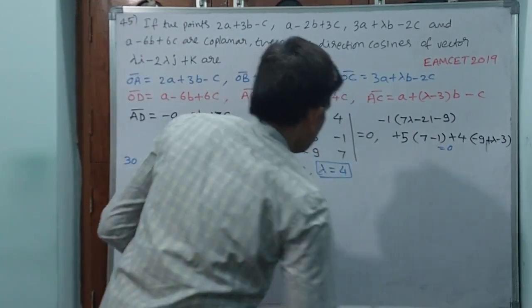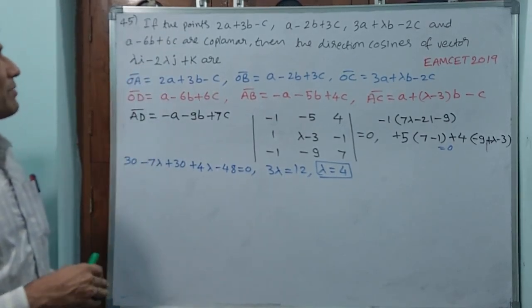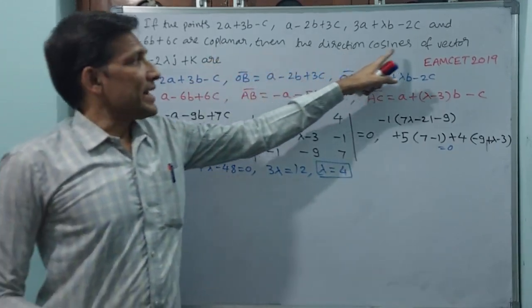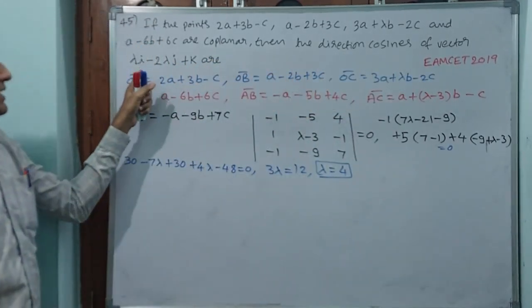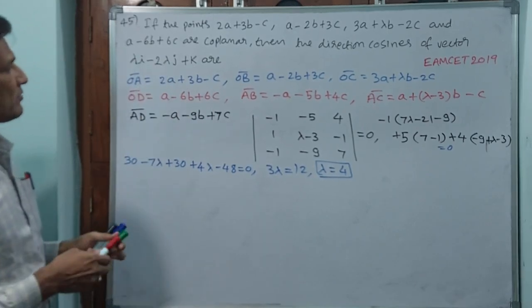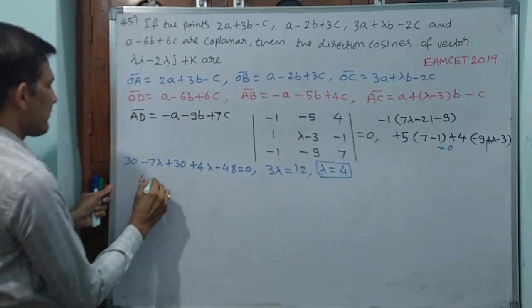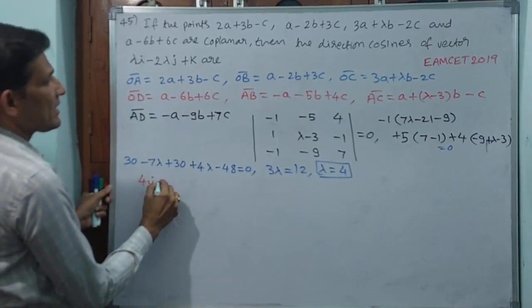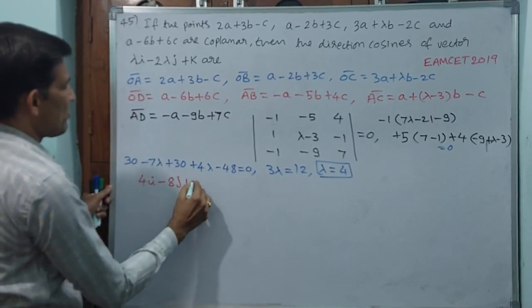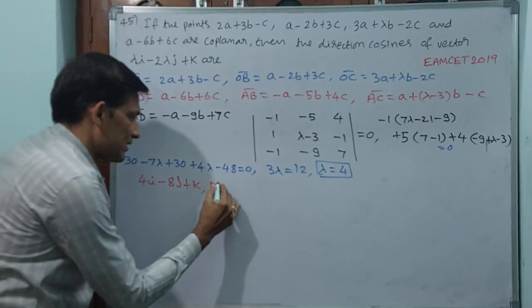Now you have got lambda. Then you substitute in this vector. Why? Because after getting lambda, for the direction cosines of this vector, if lambda is not there, directly we can find. But lambda is there. That is why we have to substitute. You see, 4i, minus 4 into 2 is 8j, plus k. Okay, direction cosines you have to find.